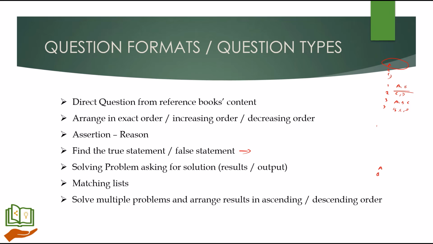Then we will have solving multiple problems. This has been followed in the past 2-3 sessions. They will give you 4 different questions here. They will ask you to solve them and bring each to a particular number, and the options will ask you for the ascending or descending order of the results. This question is available both in paper 1 as well as in paper 2. In paper 1 you can find it in research aptitude or in the mathematical reasoning part.